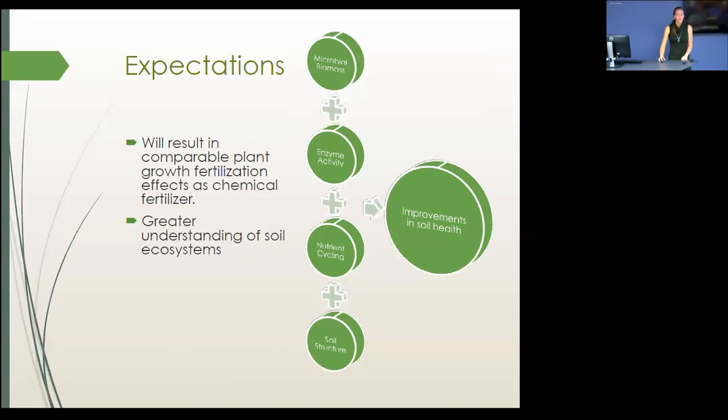I had one more about some expectations. So the biofertilizers are fairly well documented to result in comparable growth fertilization as a two-chemical fertilizer. The main issues in actually implementing them on a large scale have been, primarily with more bacterial ones, having pure cultures and being able to grow enough and whatnot.